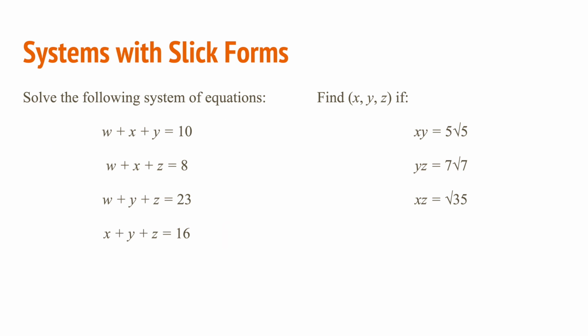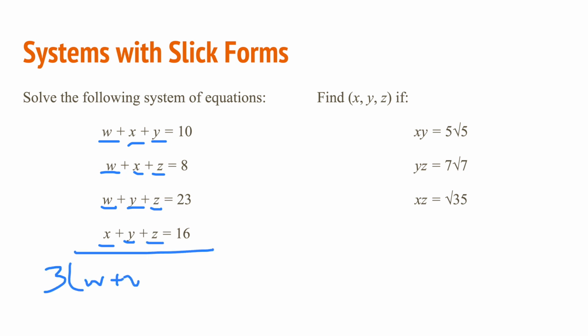The first problem asks to solve this system of equations. Now, nothing pops out immediately, but with some observation, we see that there are 3 w's, 3 x's, 3 y's, and 3 z's. So let's add them up. We get 3 times w plus x plus y plus z equals 57. And dividing off the 3, we get 19. So what can we do with the sum of the variables?